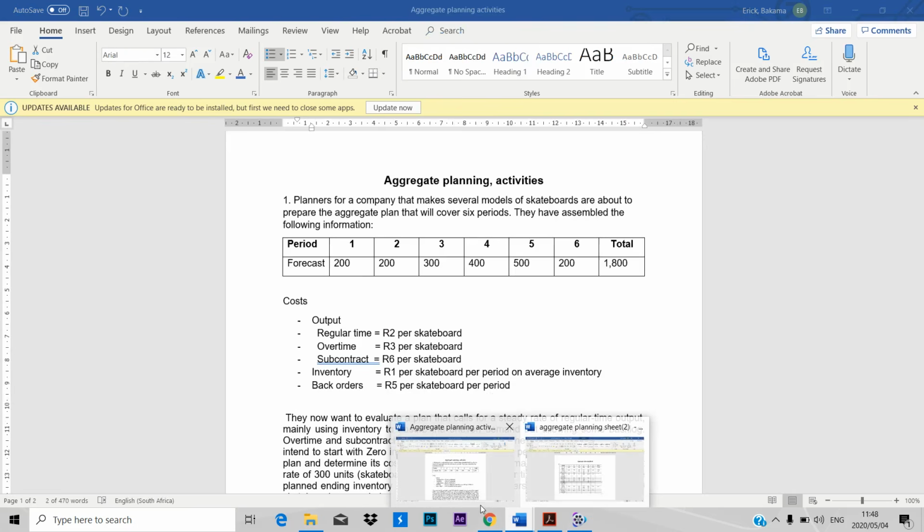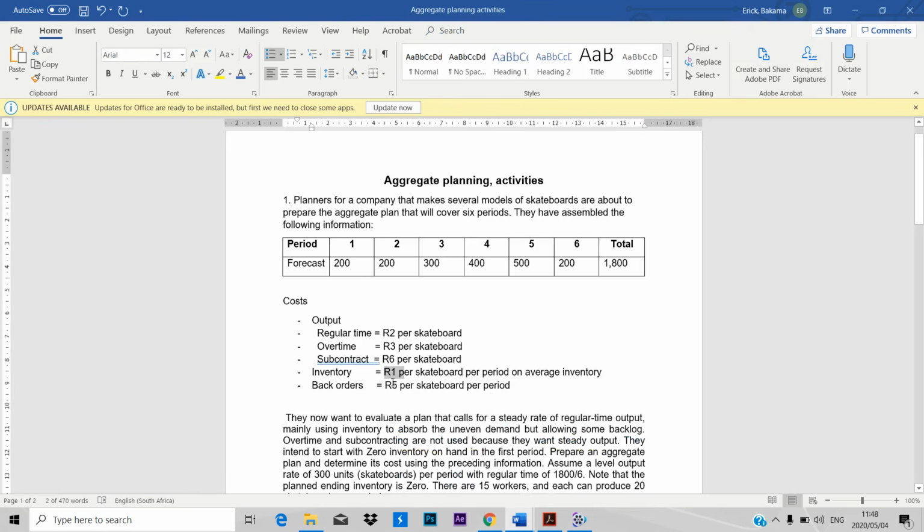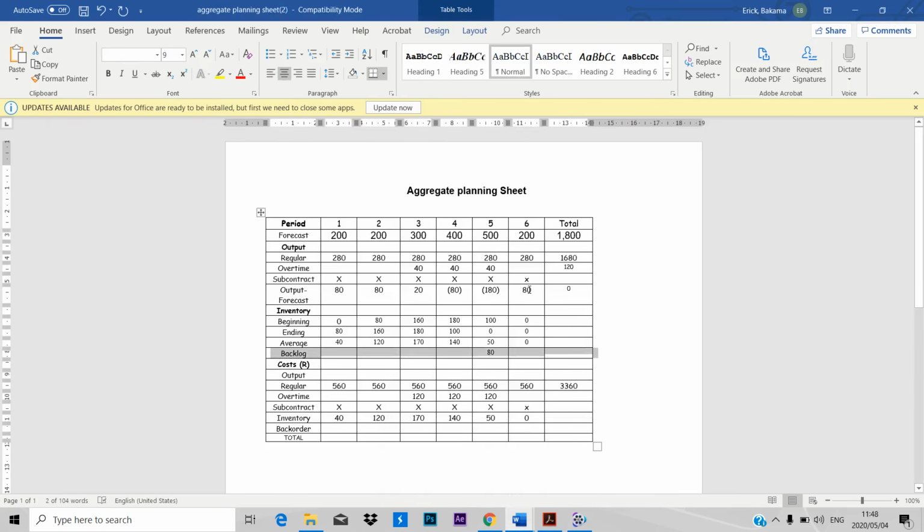Then we go back to our exercise. How much should we pay for back orders? It is 5 rand for every back order. So we go back here, we have 80 here times 5, which gives you 400 rand that we will pay.